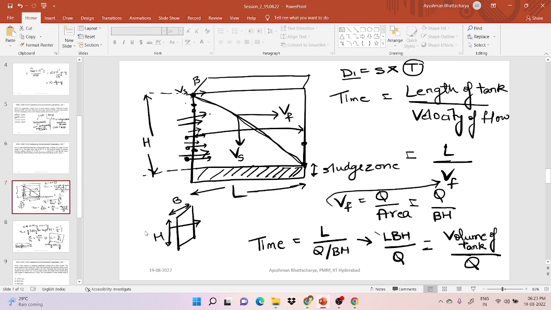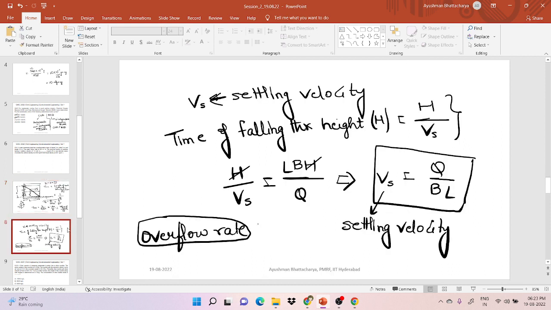Now the overflow rate concept says the overflow rate can also be thought of as a settling velocity if a particle is introduced at the topmost point and that particle reaches the bottommost point at the outlet. So the particle which is here, if it settles at the bottommost point at the outlet, this velocity can also be considered as an overflow rate. This is known as overflow rate. It can also be referred to as surface overflow rate.